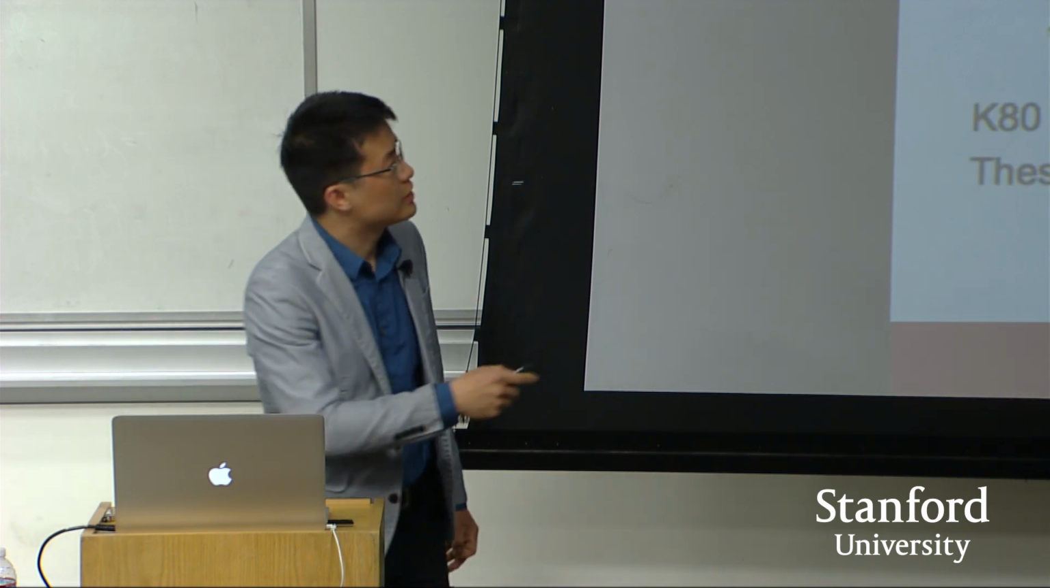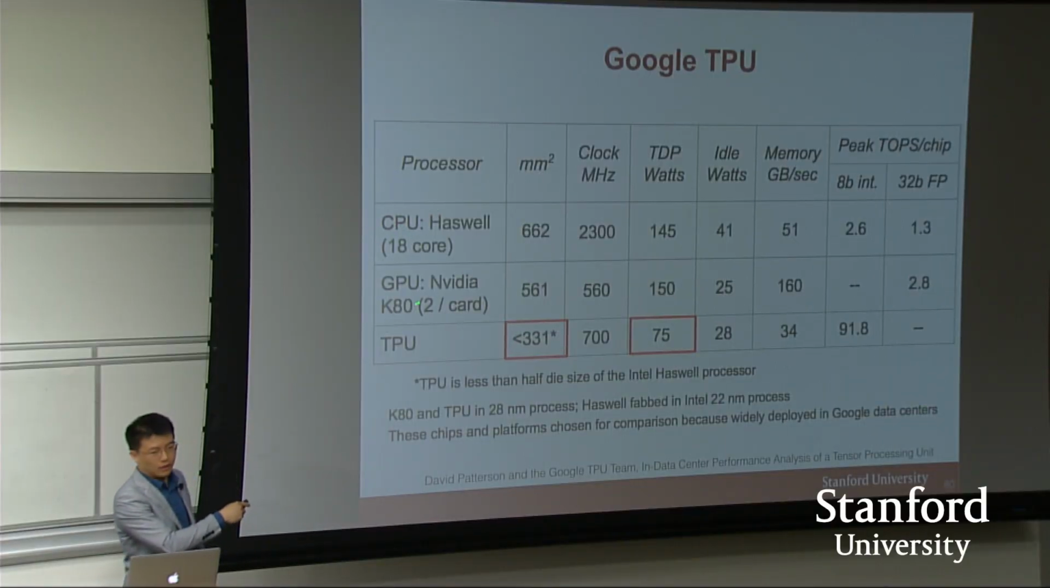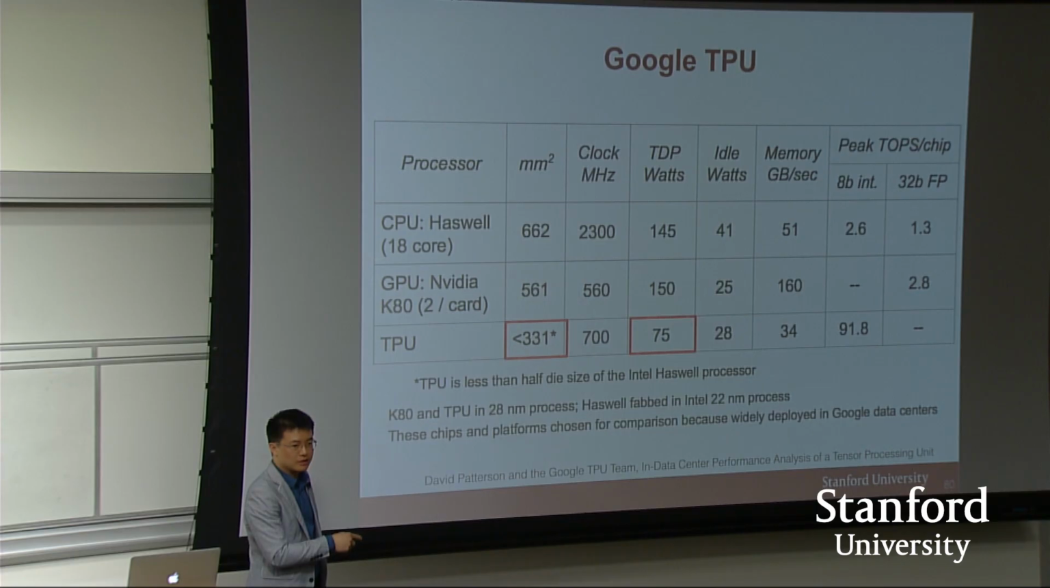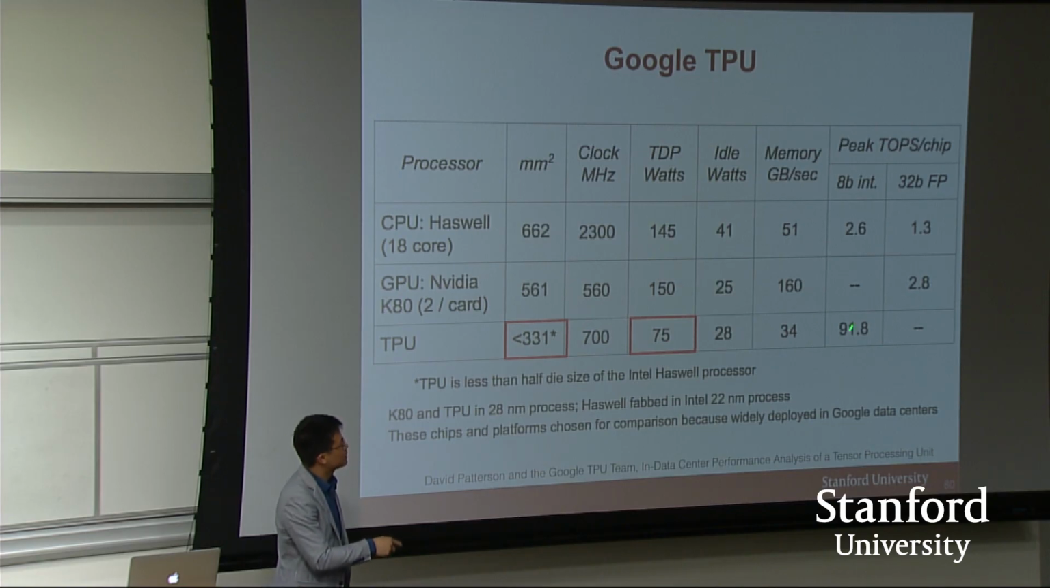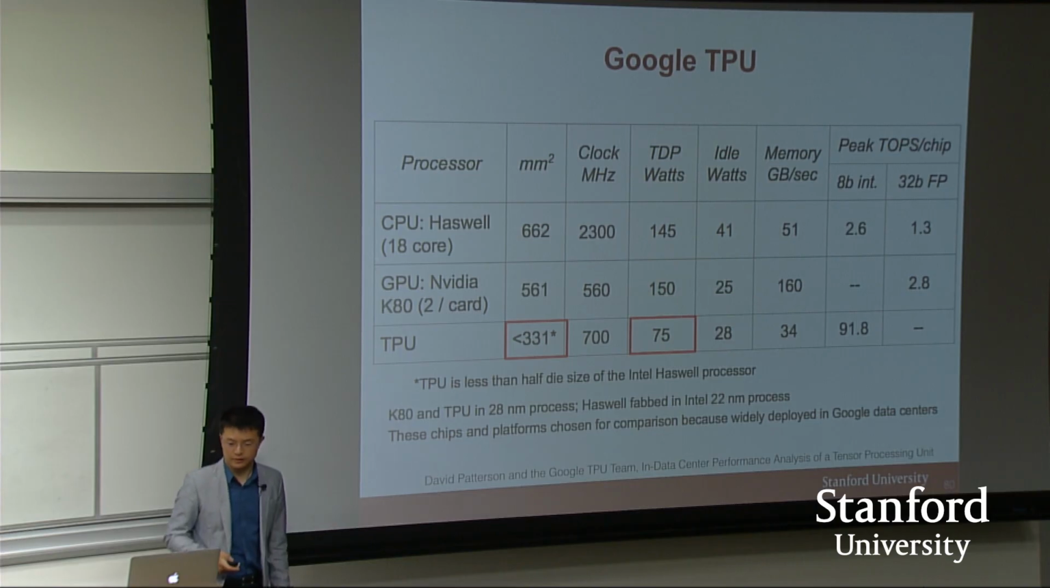So this is a comparison of Google's TPU with the CPU and GPU, this K80 GPU, by the way. The area is pretty much smaller, about half the size of a CPU and GPU, and the power consumption is roughly 75 watts. And you see this number, the peak teraops per second is much higher than the CPU and GPU. It's about 90 teraops per second, which is pretty high.